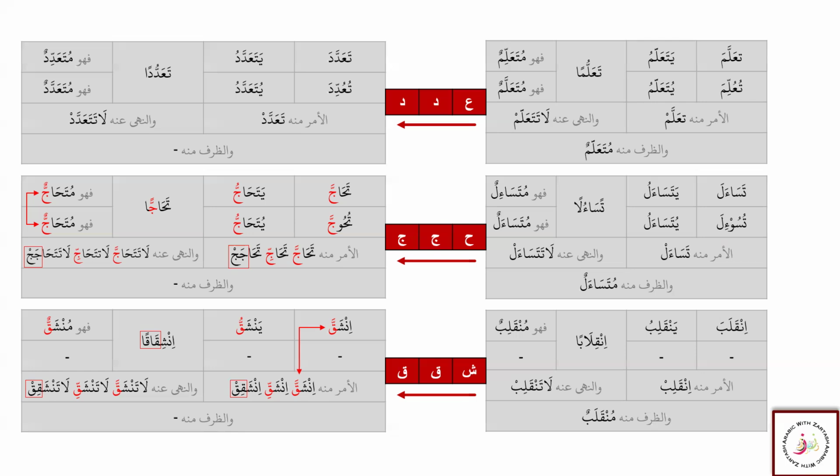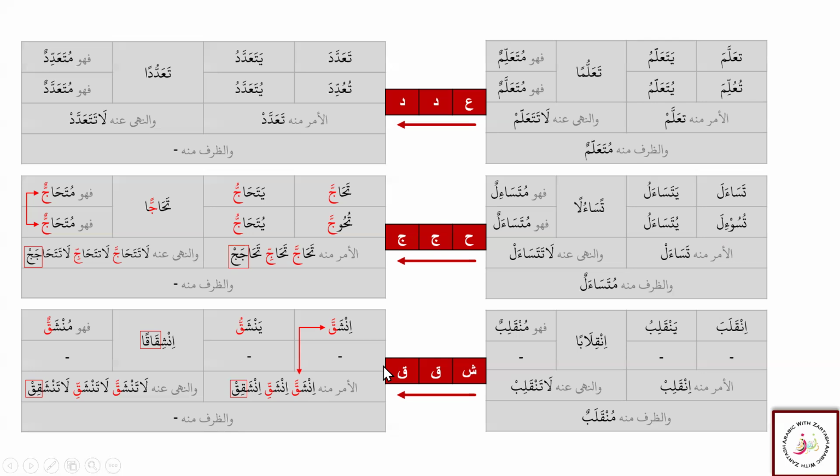Al-amru minhu: Tahajja, Tahajji, Tahajjaj. So here you can see we are getting three types, or you can say three versions, for Fi'l Amr. Then we have one for Nahi, again three types: La tatahajja, la tatahajji, la tatahajjaj. Here again, splitting. Wa zarfu minhu mutahajjun. So for Inkalaba, this is for Tasala.